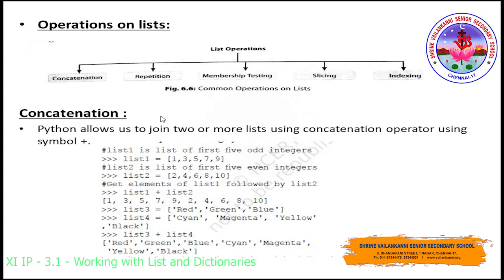And on the list which we are going to create, how can we perform some operations? If you look at the operations over here, totally you have five operations: concatenation, repetition, membership testing, slicing and indexing. Concatenation we have already discussed in the string concept, where you make use of the plus symbol to join two strings. Much similar to that you will be using it here in the list also.